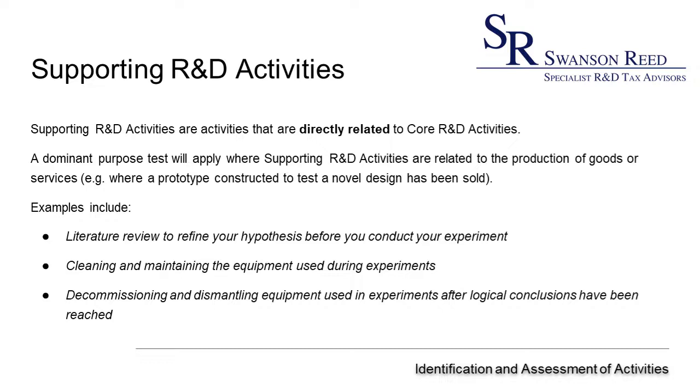In these cases, the activities will not be eligible if the purpose of supporting core R&D activities was of secondary importance. To satisfy the dominant purpose test, the purpose of undertaking the claimed supporting R&D activities must be the most important purpose. Examples of how supporting R&D activities can be directly related to core R&D activities provided in the AusIndustry guidance include a literature search to refine your hypothesis before you conduct your experiment, cleaning and maintaining the equipment used during experiments, or decommissioning and dismantling equipment used in experiments after logical conclusions have been reached.